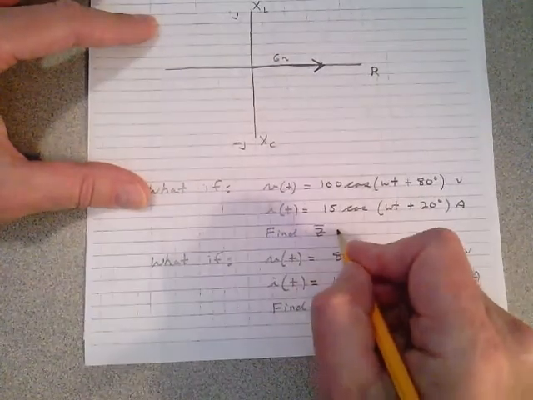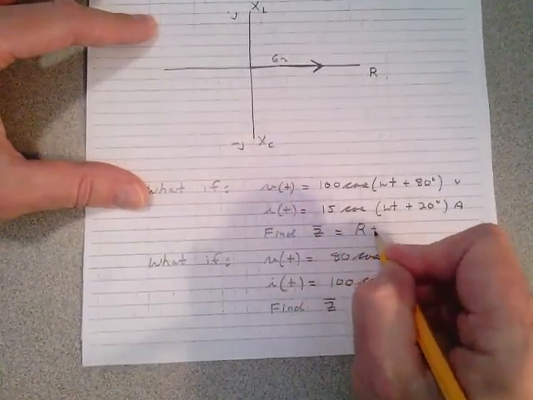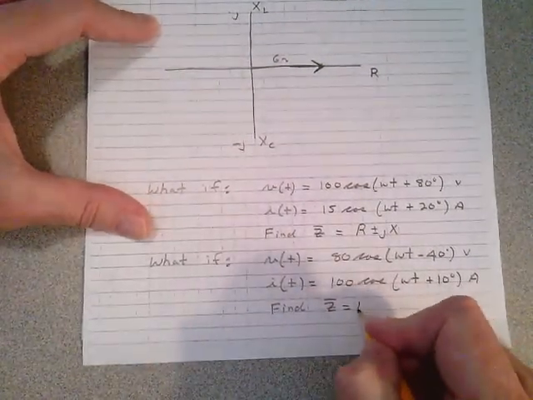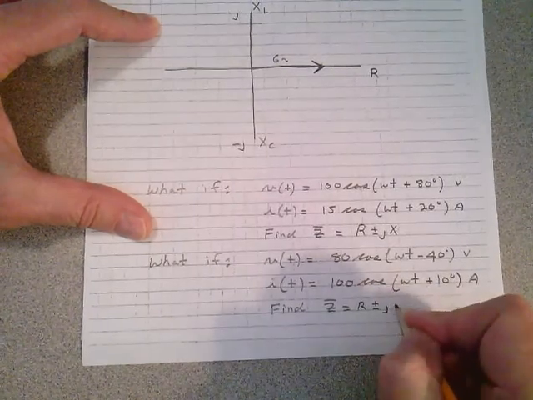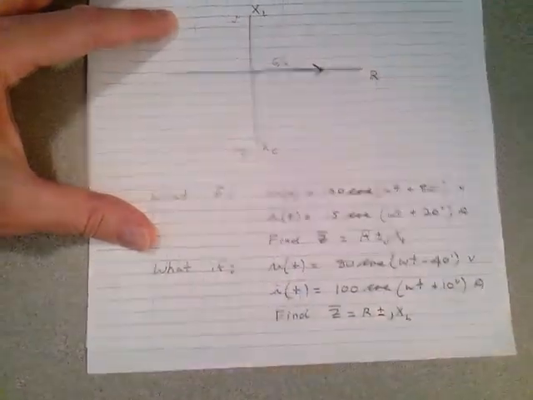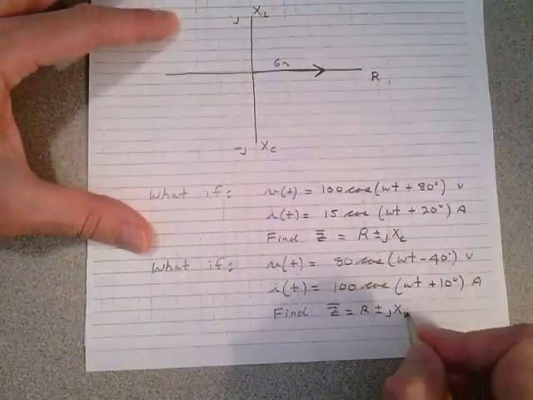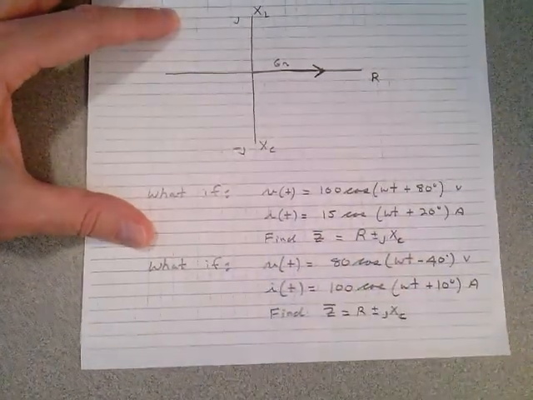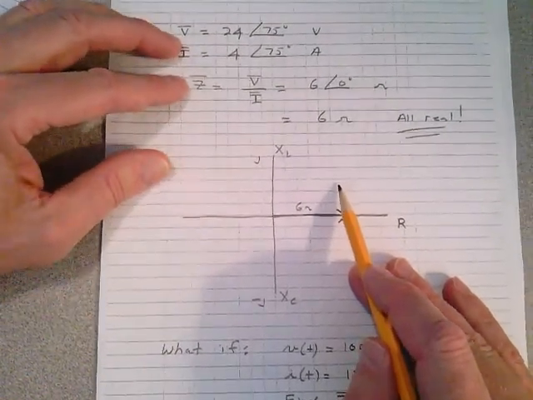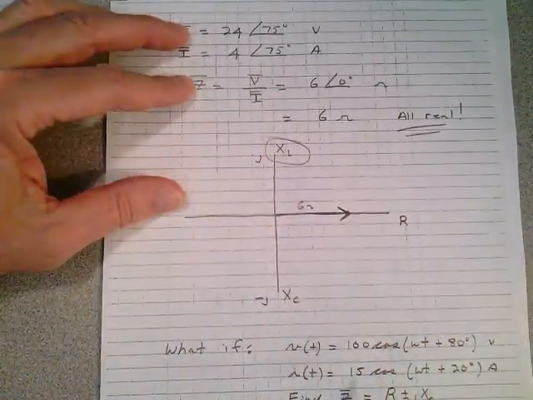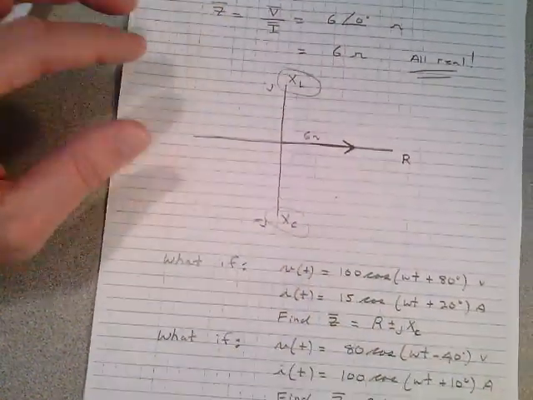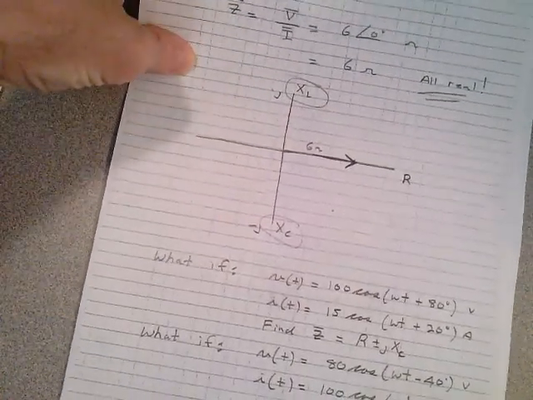And remember, when you find Z here, it may have a real plus or minus a reactive component. This down here is going to have a real plus or minus a reactive component. Now you don't know if it's X sub L or you don't know if it's X sub C. You don't know which one of that is until you work this problem out. If it turns out to be in the first quadrant, it's inductive reactance. If it turns out to be in this quadrant, the fourth quadrant, it's capacitive reactance. And that concludes this lecture.